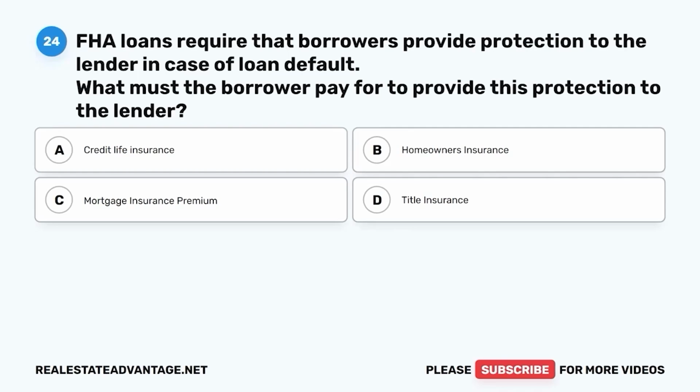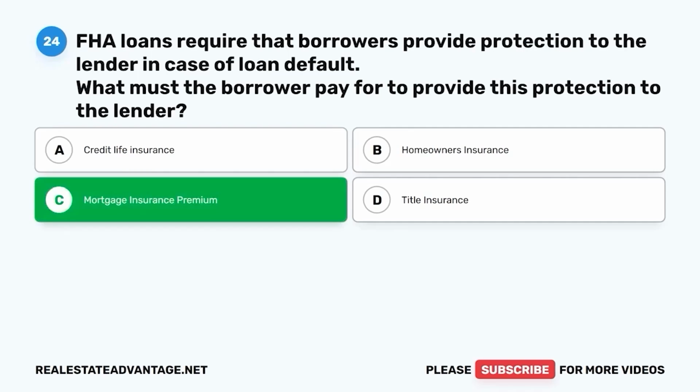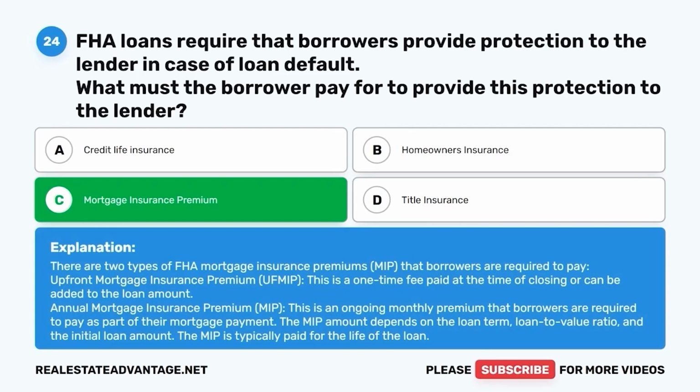A. Credit life insurance. B. Homeowner's insurance. C. Mortgage insurance premium. D. Title insurance. The correct answer is C. Mortgage insurance premium. There are two types of FHA mortgage insurance premiums, MIP, that borrowers are required to pay. Upfront mortgage insurance premium, UFMIP. This is a one-time fee paid at the time of closing or can be added to the loan amount.